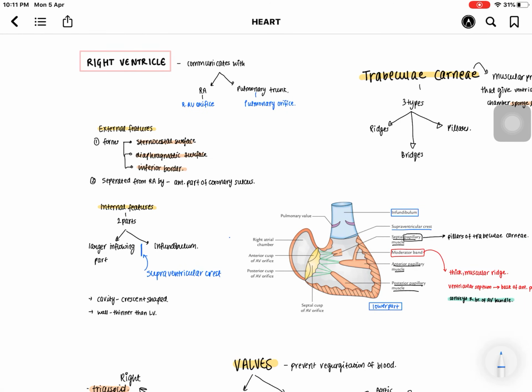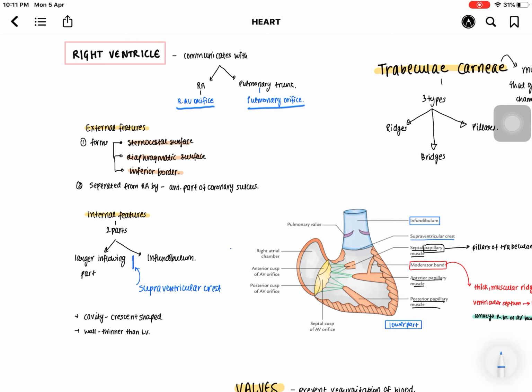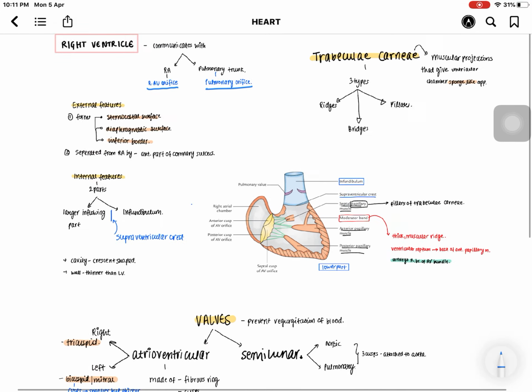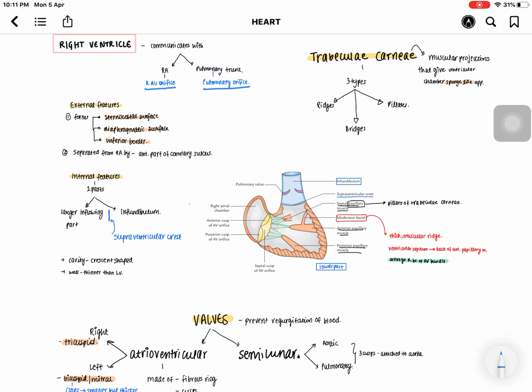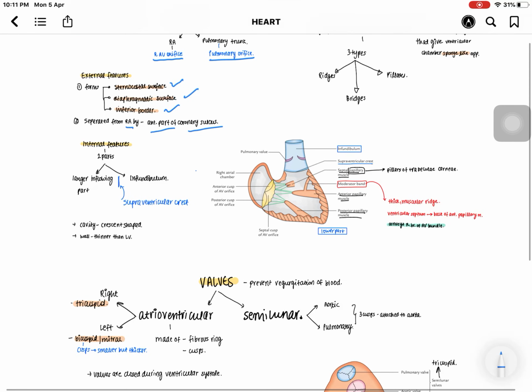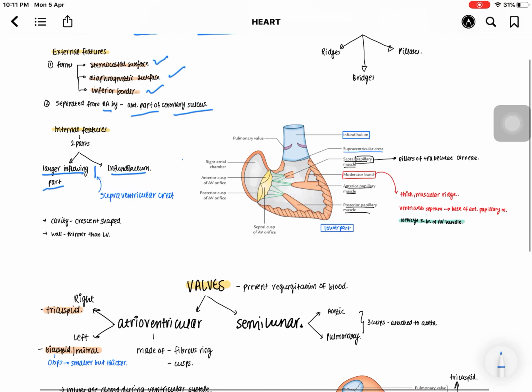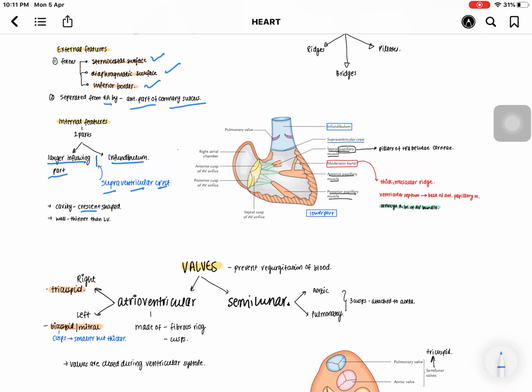Coming to the right ventricle, it communicates with the right atrium through the right atrioventricular orifice and with the pulmonary trunk through the pulmonary orifice. Coming to the external structures, the right ventricle forms the sternocostal surface, diaphragmatic surface, and inferior border of the heart. It is separated from the right atrium by the anterior part of the coronary sinus. Coming to the internal features, there are two parts of the right ventricle, a larger inflowing part and the infundibulum, which are demarcated by the supraventricular crest. The cavity of the right ventricle is crescent shaped, and the wall is thinner than the left ventricular wall.